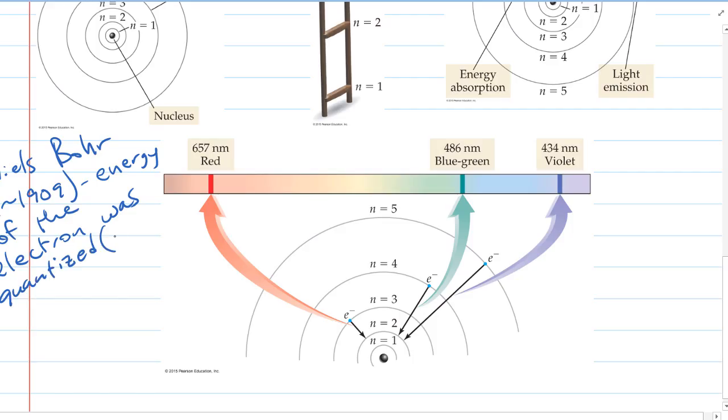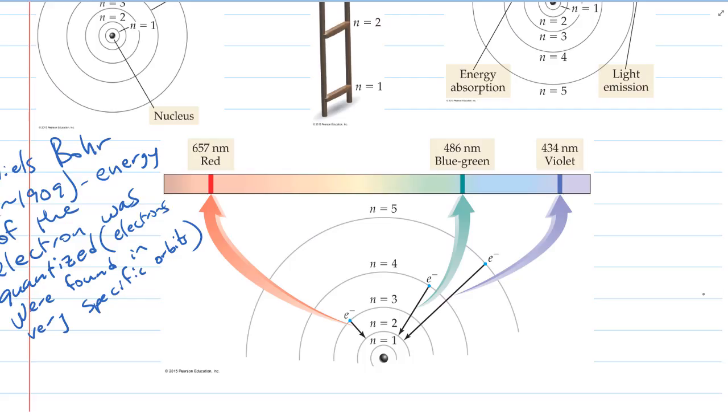This means that the electrons were found in very specific orbits around the nucleus. So again, according to Niels Bohr, the energy of the electron was quantized.